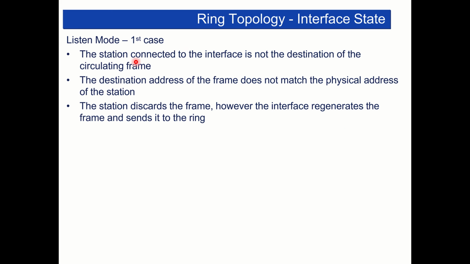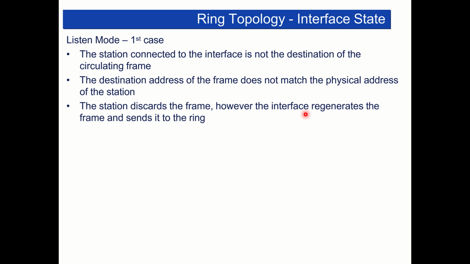In the first case, the station connected to the interface is not the destination of the circulating frame, and the destination address of the frame does not match the physical address of the station. What happens here is the station discards the frame, however the interface regenerates the frame and sends it into the ring, meaning the station discards the frame for itself, but they still regenerate it to pass it to the next station.